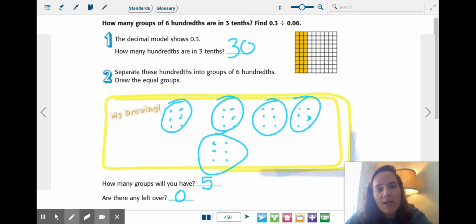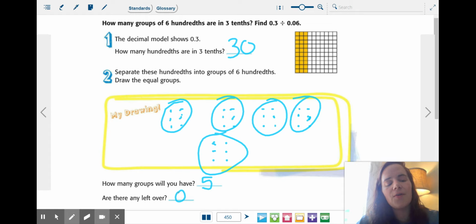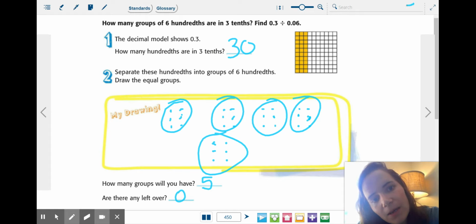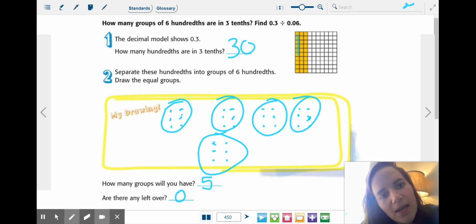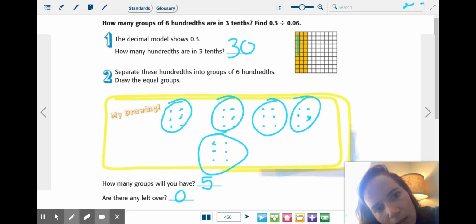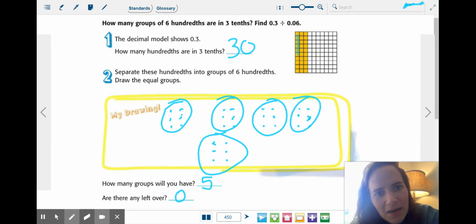Okay. The other way you can solve this is you can do it directly on the model. So I'm going to count 1, 2, 3, 4, 5, 6. Oh, that didn't work. Here we go. Normally I would do circles, but my pen's not going to let me do that. Okay. So that's 6 hundredths. Oh, it's not working. Here we go. 6 hundredths. 6 hundredths.